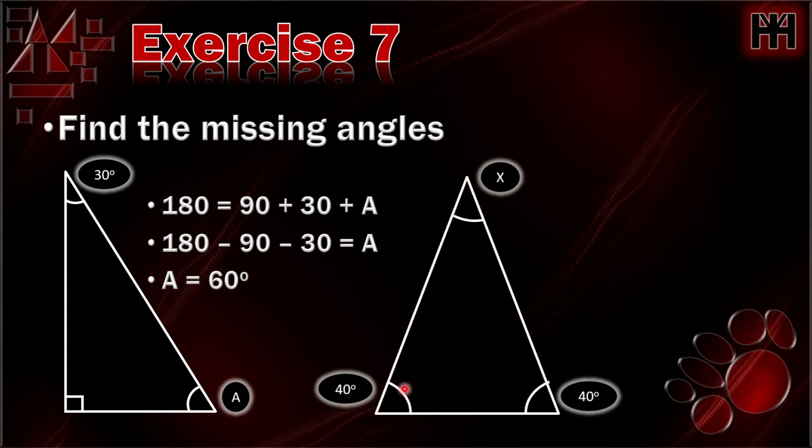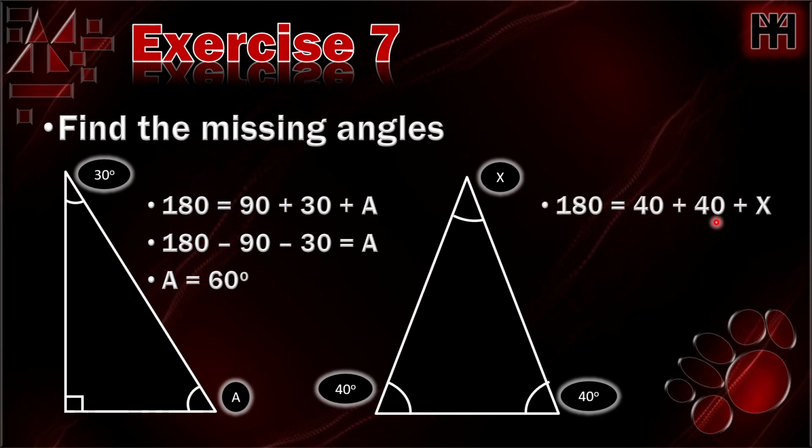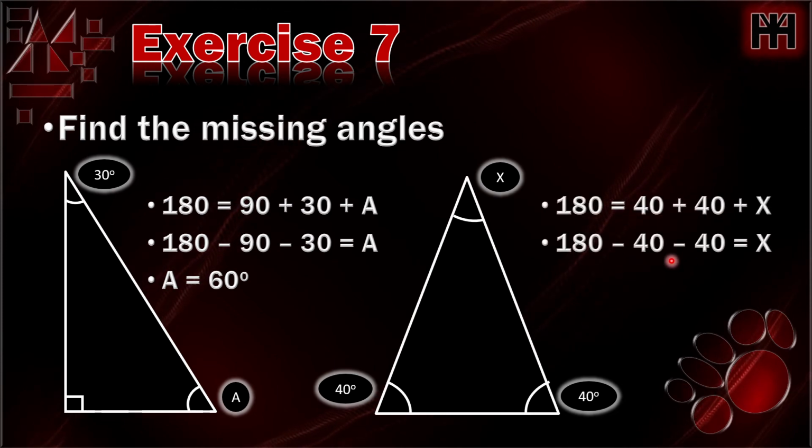Okay, so we have this isosceles triangle here. Two angles are 40, so to get the value of x, we subtract 40 and 40 from 180, so the angle x will be 100 degrees.